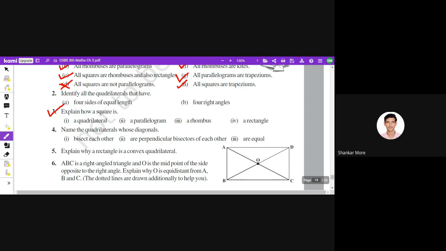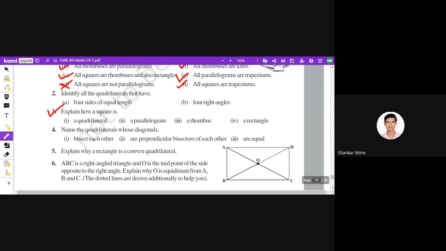Okay, so fourth one. Now, why am I taking these four questions? Because they are very quick questions. We can answer them orally, right? We don't have to write and all. So name the quadrilaterals whose diagonals bisect each other. Which quadrilaterals are those whose diagonals bisect each other? Rectangle is one of them. Okay, great.